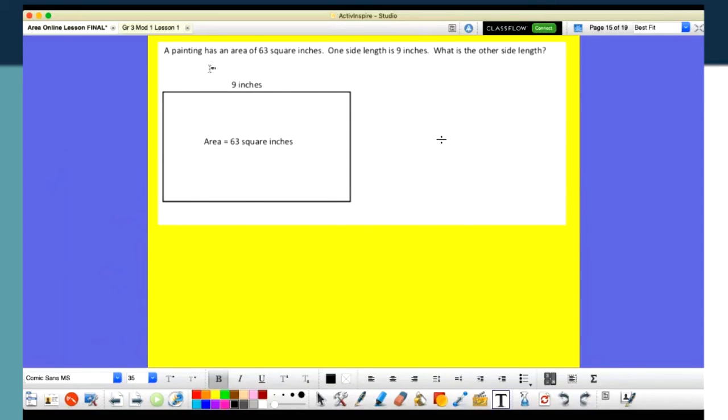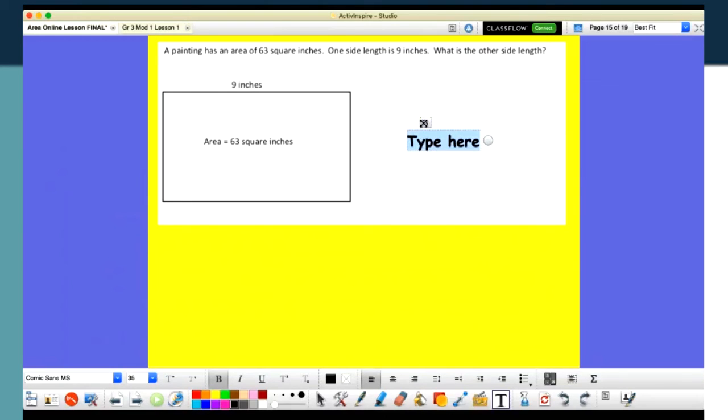All right, here it says a painting has an area of 63 square inches. One side length is 9 inches. What is the other side length? So here, area equals 63 square inches. So this is giving us the total area and a width. So I'm looking for the missing side length.